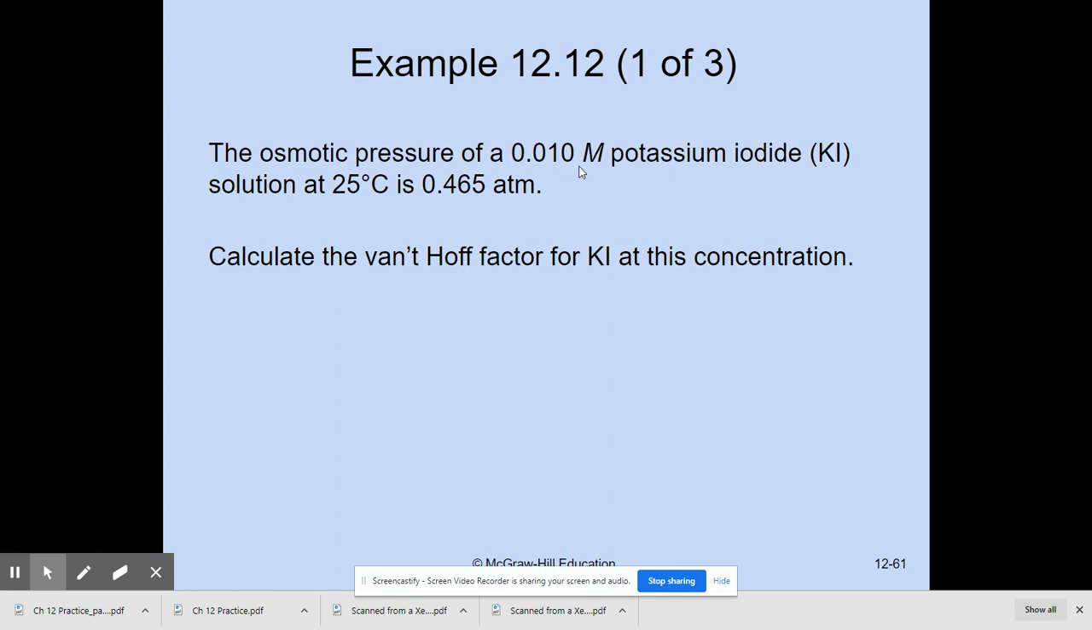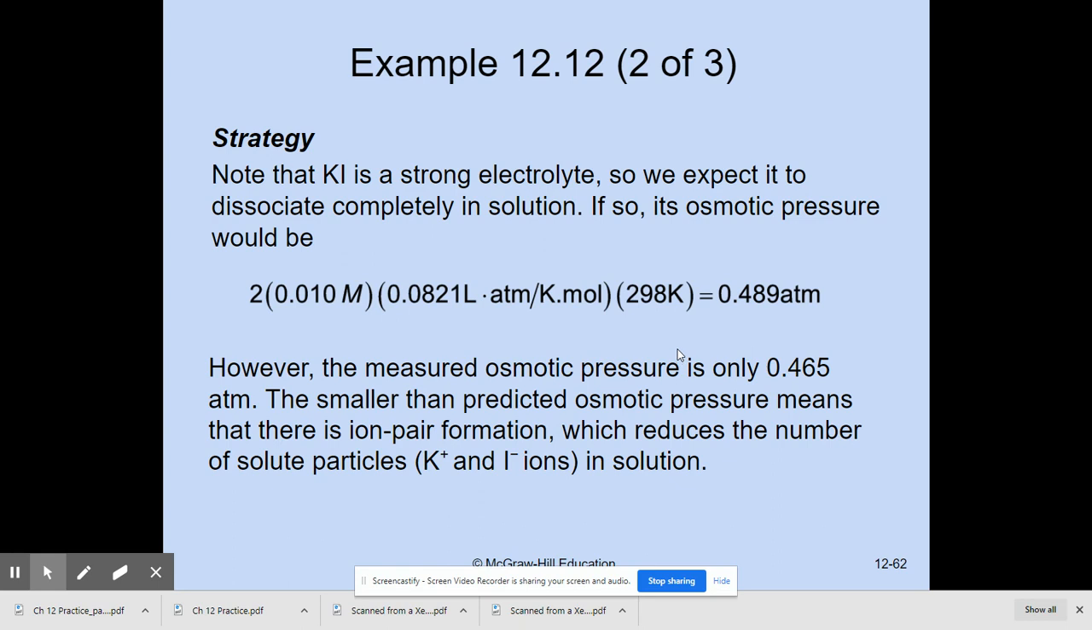So, the osmotic pressure of 0.01 molar potassium iodide at 25 degrees Celsius is 0.465 atmospheres. Calculate the Van 't Hoff factor for this. And so osmotic pressure, remember, was MRT. And so we were given that pressure, 0.465 equals iMRT. M is the molarity, 0.01, which is given. R is a constant, T is temperature, which is given.